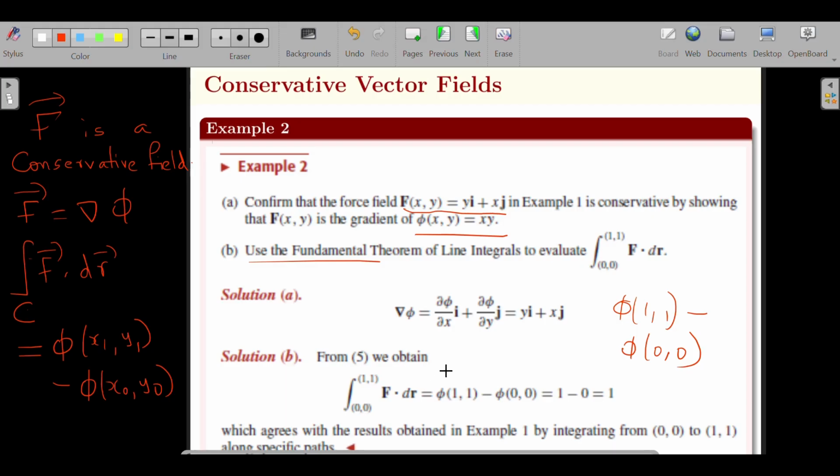We have already seen that the work done to move this particular particle along any curve, say y equal to x, y equal to x square, or any curve in the universe, from 0 0 to 1 1 is equal to 1. So this is how to do this particular problem using the fundamental theorem of line integrals. If it is asked like this, you have to calculate this particular function phi, or it will be provided, and you have to find the difference of phi evaluated at 1 1 and 0 0, or in general at the endpoints. Hope that it is clear.